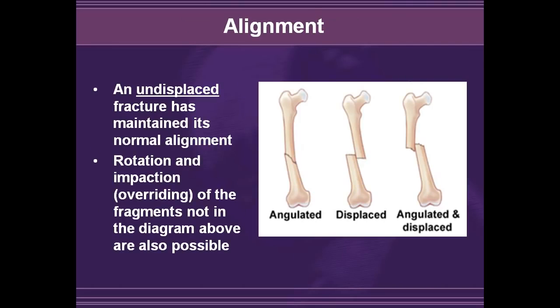An undisplaced fracture is one which maintains its normal alignment. So on the first image on the left, there is an undisplaced but slightly angulated fracture. The next image shows a displaced fracture where it's completely overlapping. And the third image is both displaced and slightly angulated, and in this case it is also slightly shortened because it's completely displaced, allowing the two fracture fragments to get closer to one another by shortening.